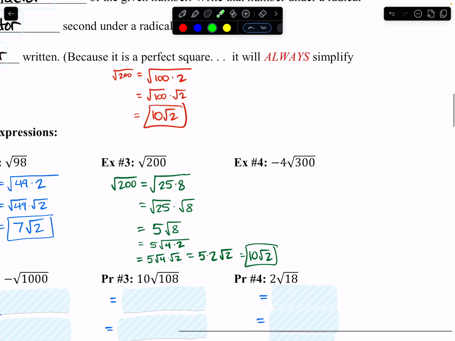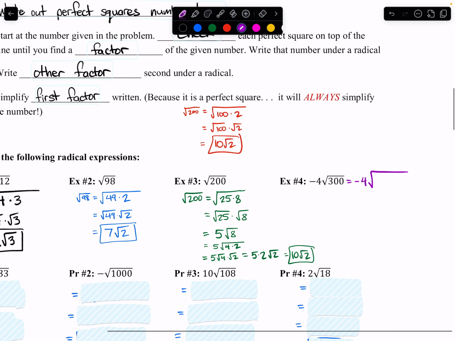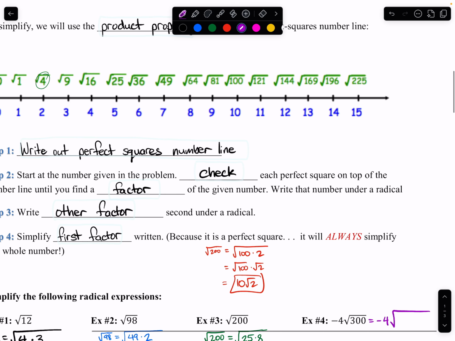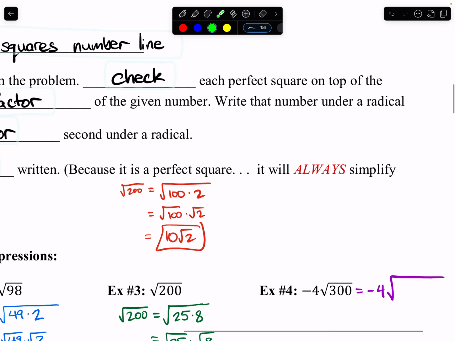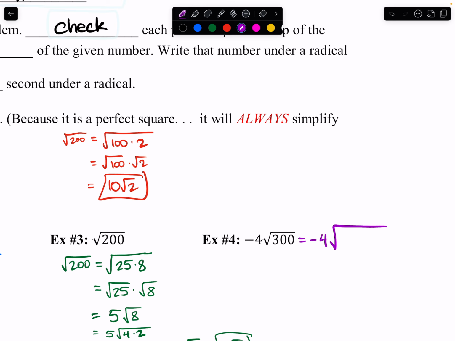All right, last one, example 4. We have -4 times the square root of 300. Again, we're scanning our number line for perfect squares that are also a factor of 300. I think it's going to be 100 again. So we can rewrite 300 in the radical symbol as 100 times 3.